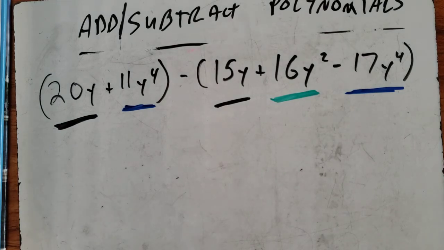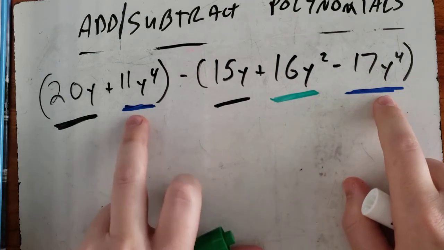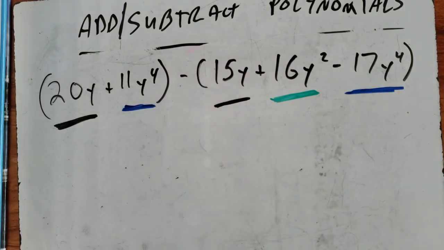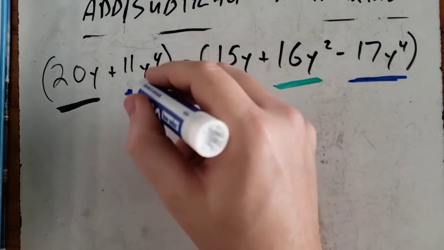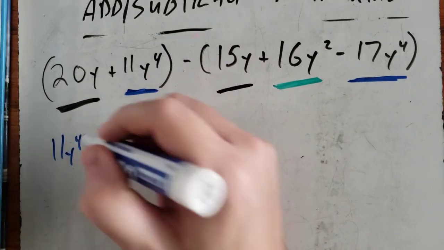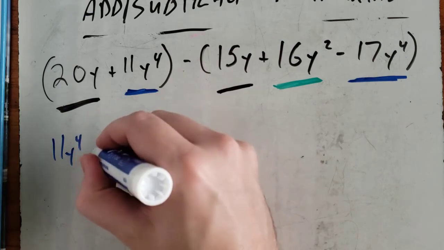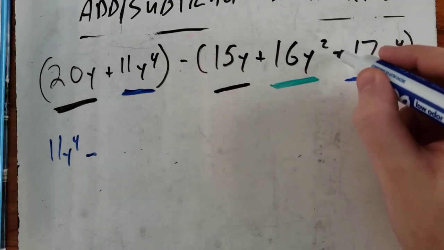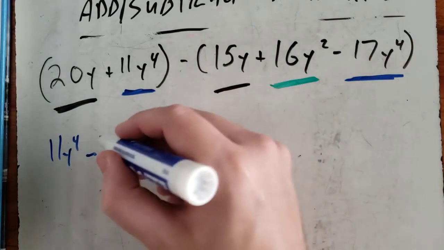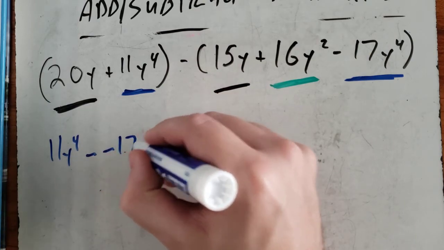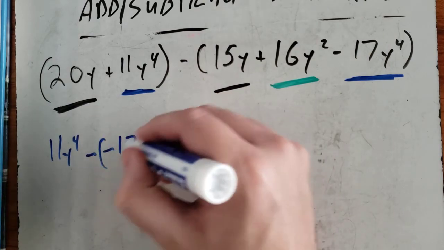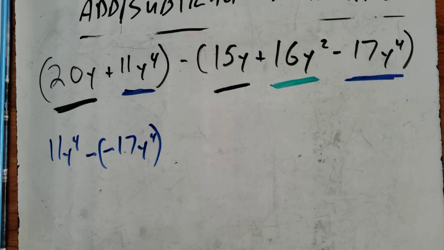So remember, we order this from highest exponent to lowest exponent. So our highest exponent are our ones with 4s. So we write those down. We have 11y to the 4th. And what's our sign? Our sign is a minus sign. So minus, and then this minus here goes with the 17 as a negative. So minus negative 17y to the 4th.